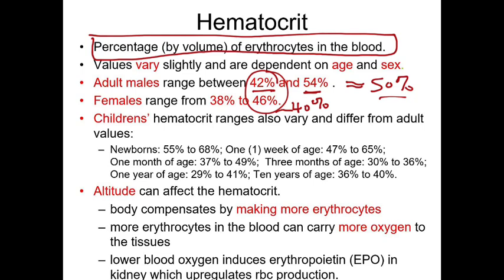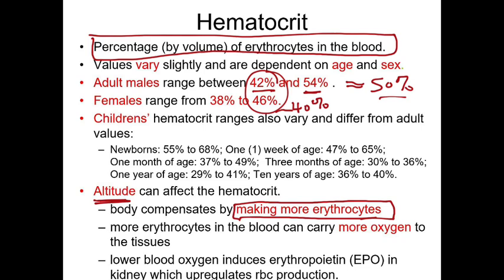And one last thing is that altitude can affect hematocrit rather significantly. If you are in a high altitude place where there's less atmospheric pressure, then your body will compensate by making more erythrocytes. So if you live in Denver, you are going to have more erythrocytes than a person living in Michigan. And as a result, a person's average hematocrit in Denver will be higher than a person who lives here.